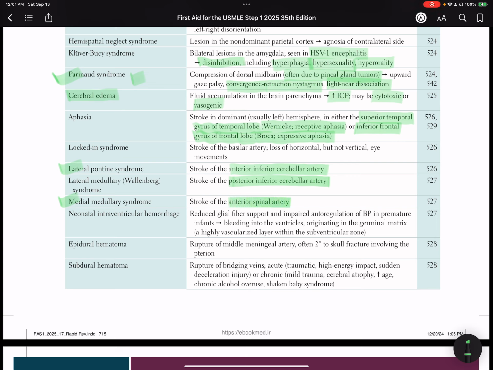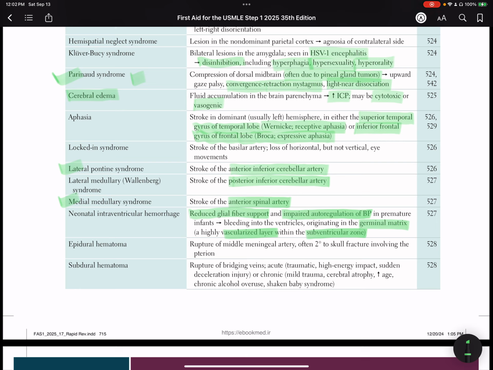What is the cause of neonatal intraventricular hemorrhage? Reduced glial fiber support and impaired autoregulation of blood pressure in premature infants, leading to bleeding into the ventricles, originating in the germinal matrix, a highly vascularized layer within the subventricular zone.